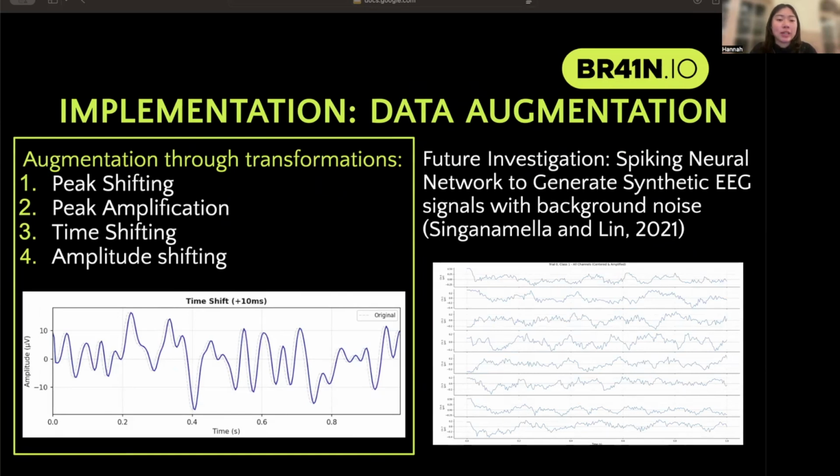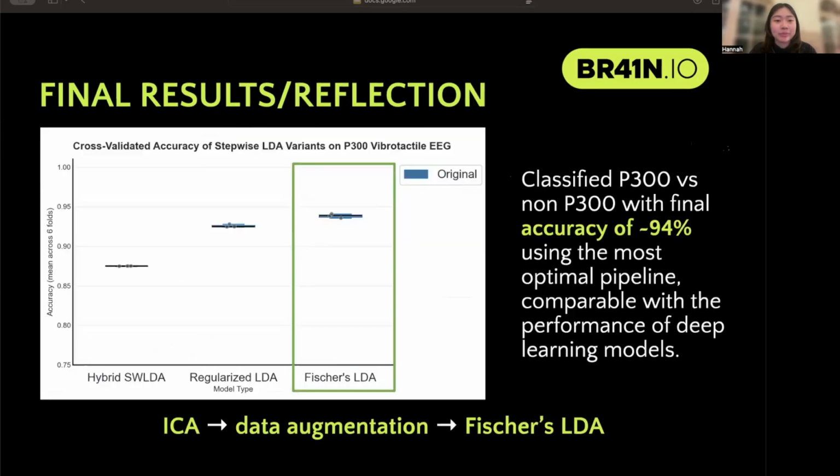We also experimented with using a spiking neural network to generate synthetic EEG signals from just 20 example trials and obtain promising preliminary results such as this example for future investigation.